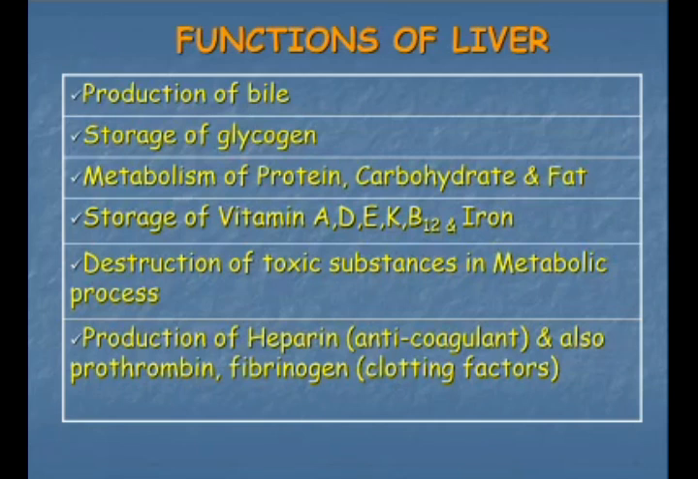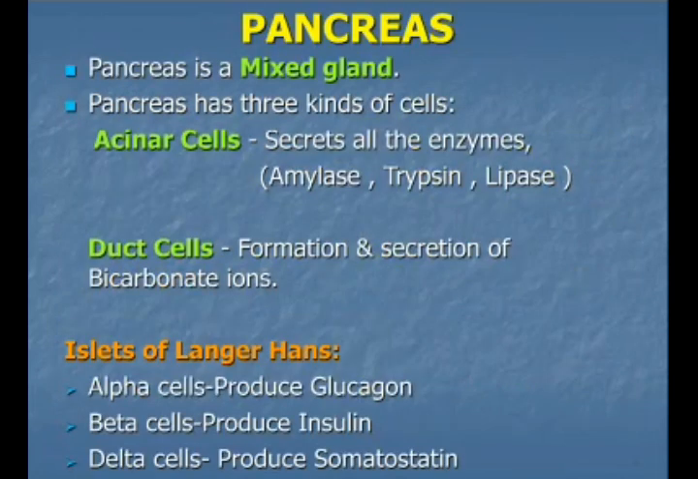Liver is the largest gland which is present in our body. It's a very important organ. Apart from liver, we have pancreas. See, pancreas is a mixed gland. Why is it called a mixed gland? Because it has both exocrine cells as well as endocrine cells. Friends, you already know that we have two types of gland, that is exocrine glands and endocrine glands. See, this pancreas contains exocrine cells, and they are acinar cells and duct cells.